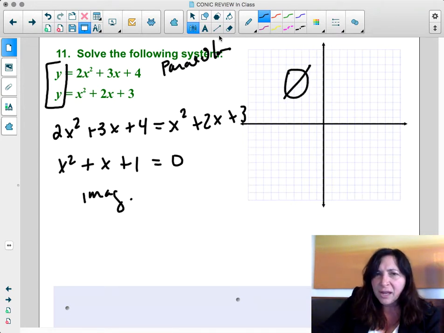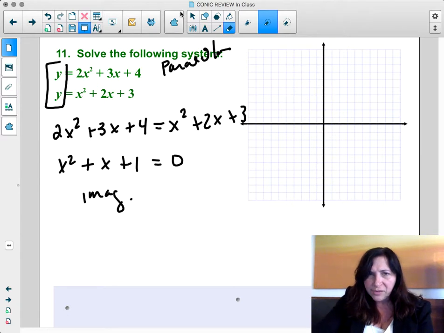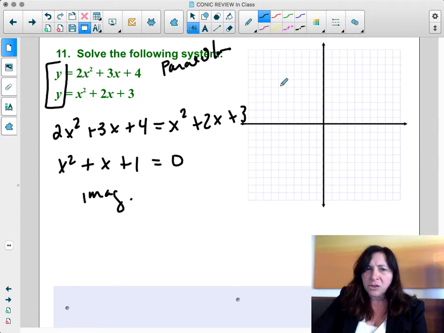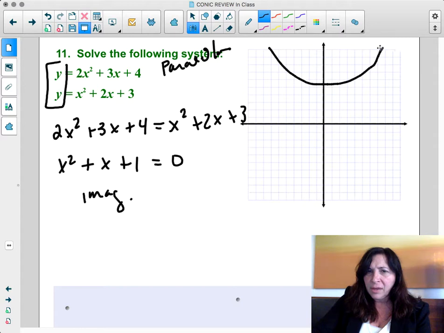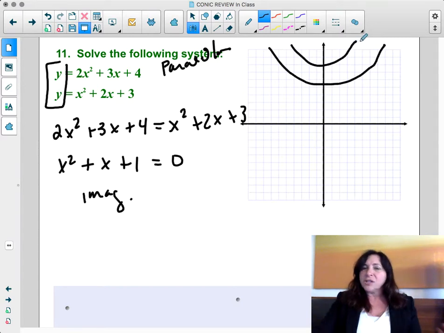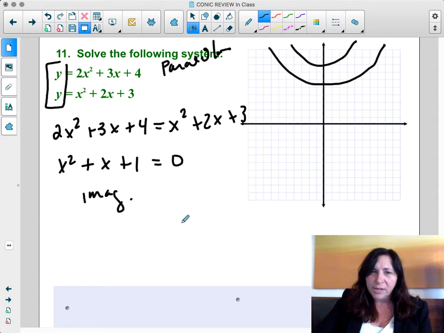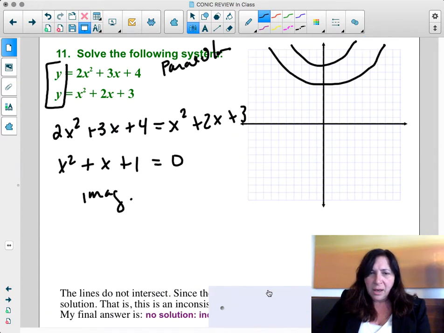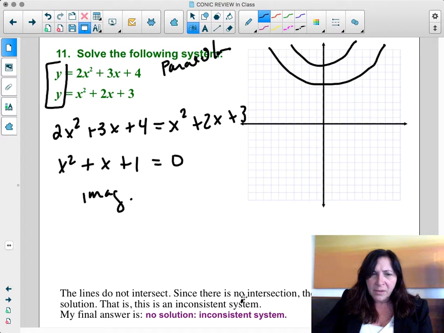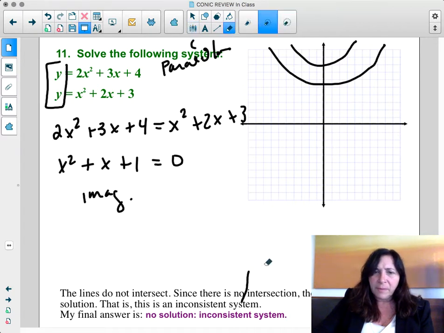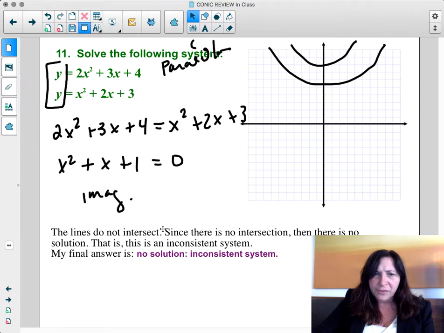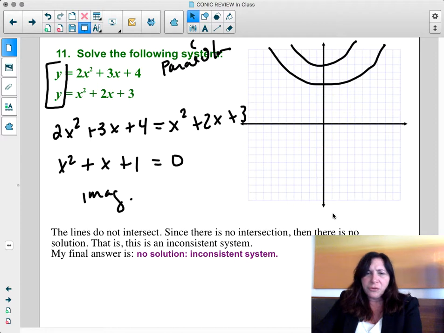It means that there's no intersection points, meaning my parabola might look something like this, and then it might also look something like this. So I'm actually not going to have any intersection points for these two graphs. What does this say? The lines, it says here, the lines do not intersect, or the parabolas do not, there's no intersection, therefore there's no solution.